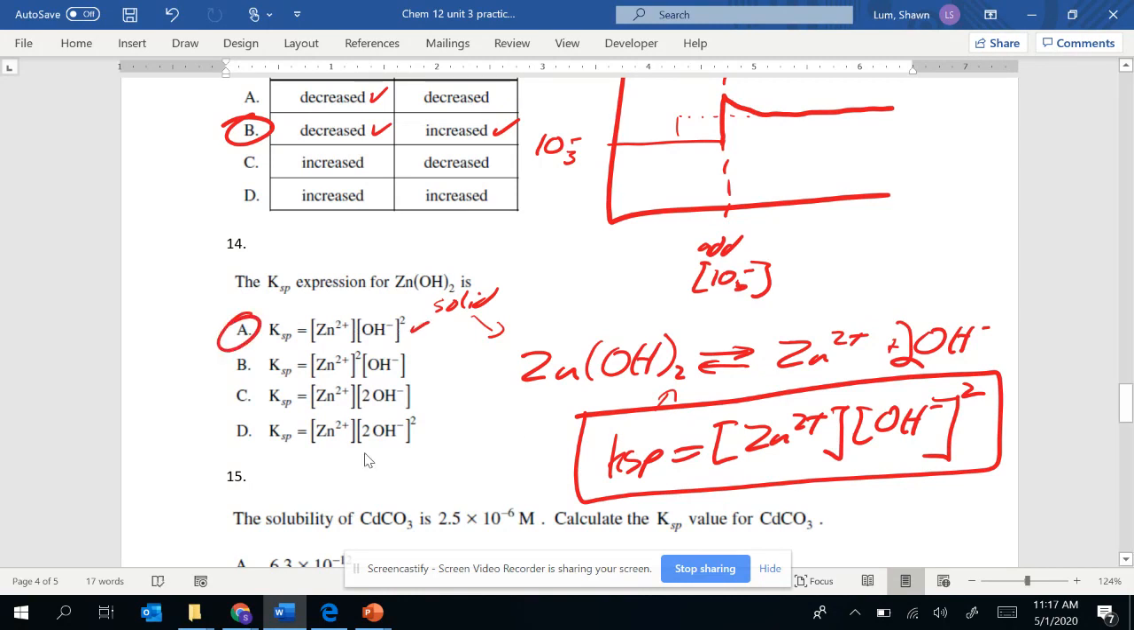Okay, again, that's why this one is wrong right here. It puts that 2 in front. The concentration of OH might be twice as much as Zn, but this 2 does not go into the expression.